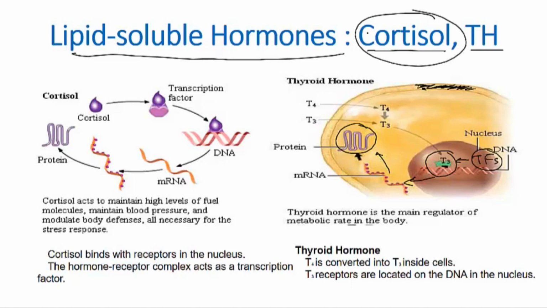One such example is cortisol, which is a stress regulatory hormone inside our body, produced by the adrenal gland. If I look here, cortisol acts in a similar fashion. Cortisol produces certain proteins inside the cell, and the production of those proteins actually helps us manage the stress response of our body.